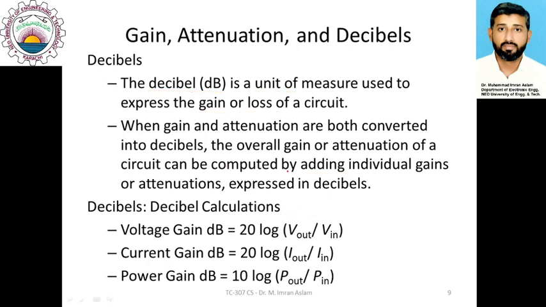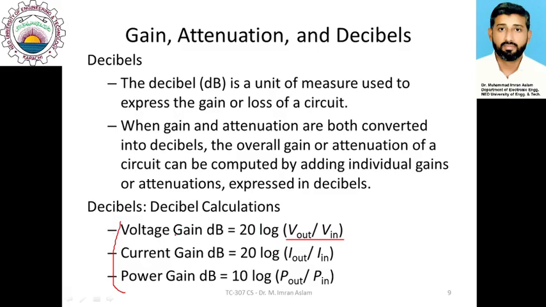So how do we define this decibel unit? The decibel unit is defined for voltage, current and power like this. If we have a voltage ratio, V out upon V in, we take a log and multiply by 20.